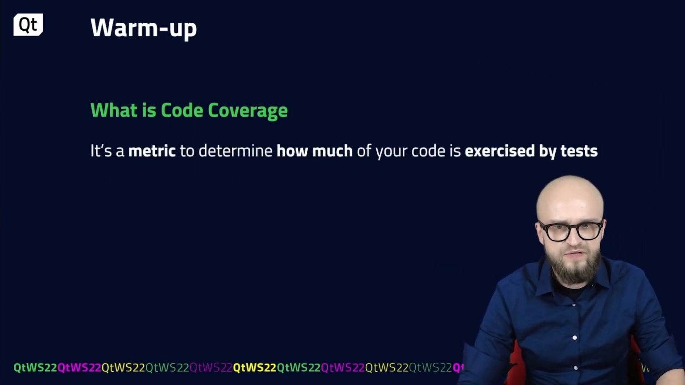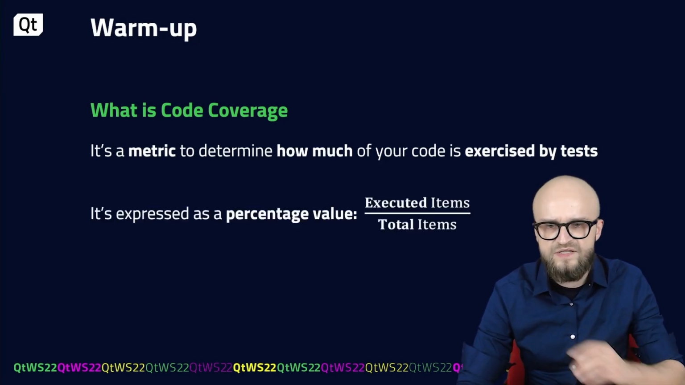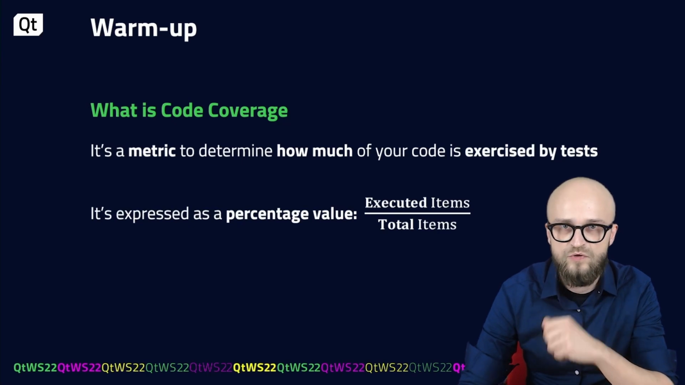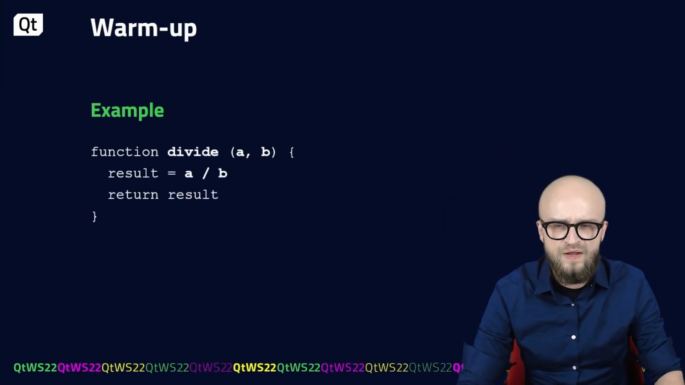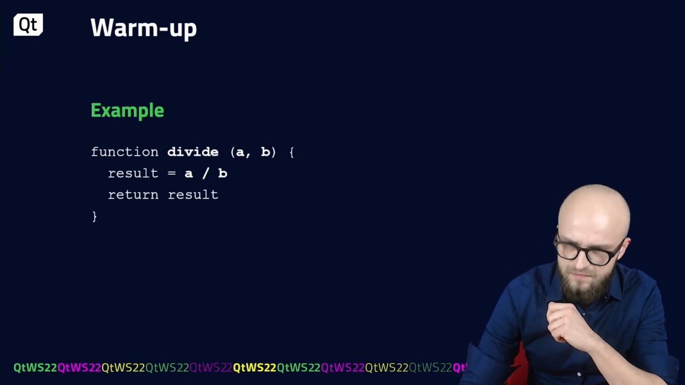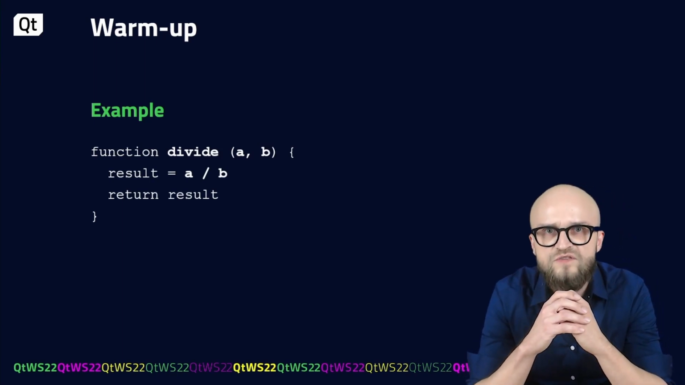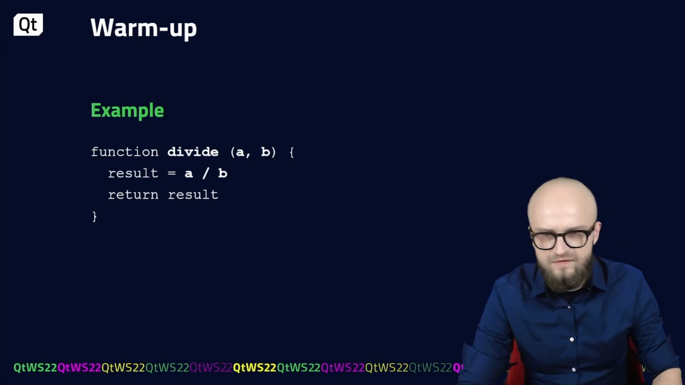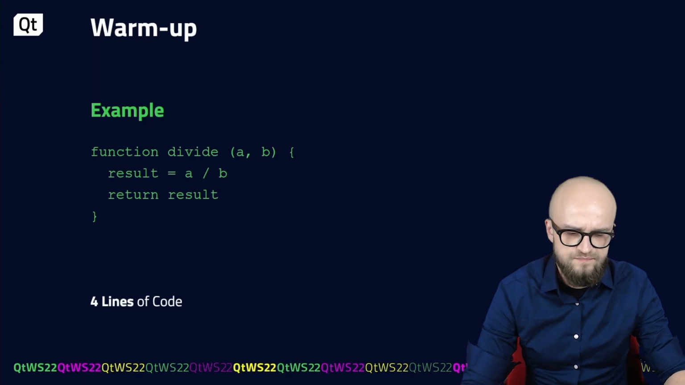It is a metric to determine how much of your code is exercised by your tests. It is expressed as a percentage value, and it is calculated by dividing executed items by total items. Let's take a quick look at a very simple example. This function divides two numbers, a and b, and it has 4 lines of code.